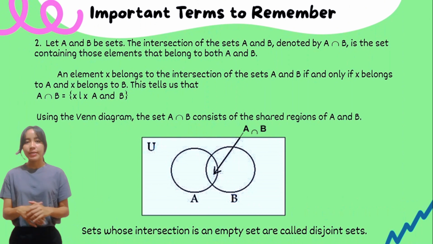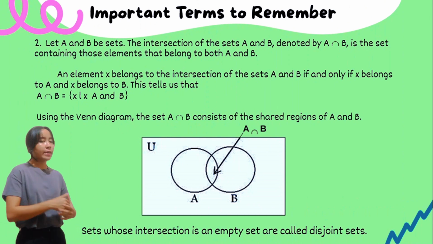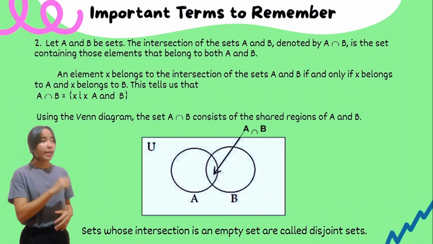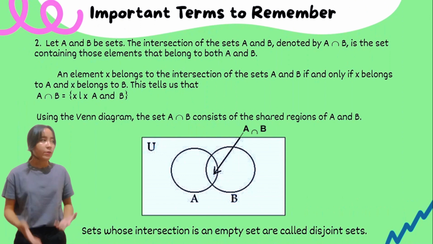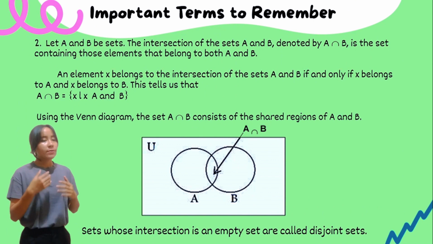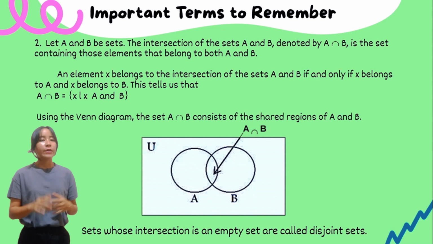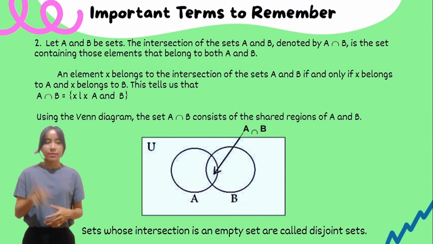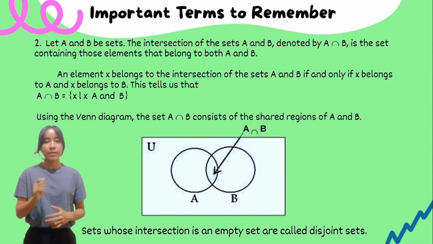Let A and B be sets. The intersection of the sets A and B denoted by A ∩ B, kabaliktaran yung union kanina. A intersection B is the set containing those elements that belong to both A and B. An element x belongs to the intersection of the sets A and B if and only if x belongs to A and x belongs to B. This tells us that A ∩ B equals {x | x ∈ A and x ∈ B}.